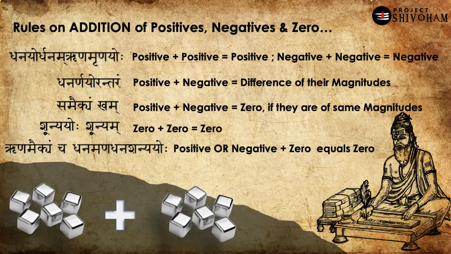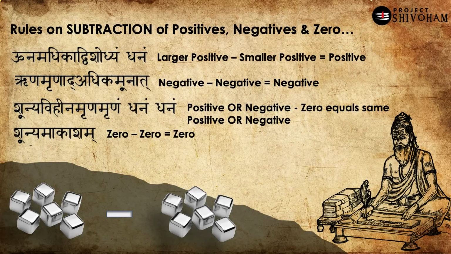And a quick touch and go, the rules on addition of positives, negatives and 0. The first one reads, Dhanayor dhanam runam runayoh, which means positive plus positive gives a positive, negative plus negative gives a negative. If I literally have to spell what Brahmagupta wrote, dhanam plus dhanam gives out dhanam, runam plus runam gives out runam. Also to highlight the fourth principle, shunyoh shunyam, 0 plus 0 is equal to 0, or shunyam plus shunyam is equal to shunyam. Now this is very important. In the history of mathematics, Brahmasphuta Siddhanta is the oldest known mathematical scripture which codified the rules on arithmetic operations with 0.